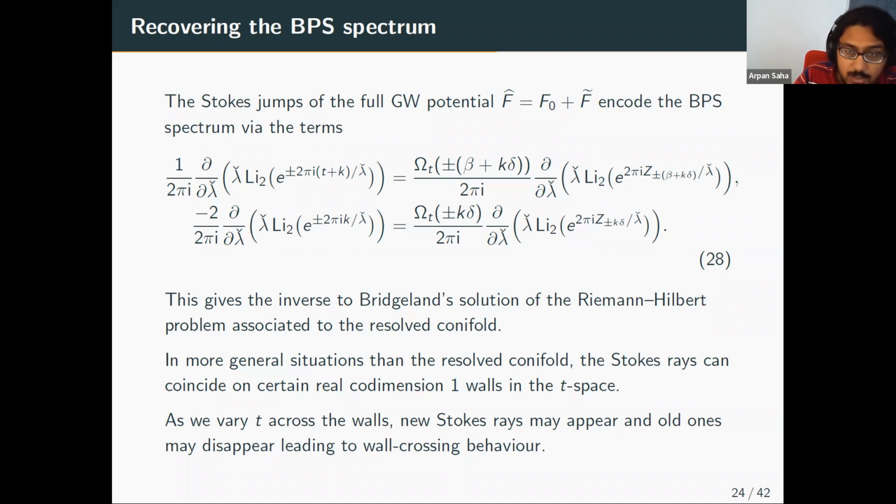Okay. And let me also reiterate that the resolved conifold is an example where things simplify considerably. In general, we should expect that the arrangements of the Stokes rays will be dependent on the Kähler parameter, and the places where the Stokes rays coincide are the co-dimension 1 walls on the complexified Kähler moduli space. And as you move across those walls, new Stokes rays may appear and old ones may disappear. And that is what basically wall crossing is.